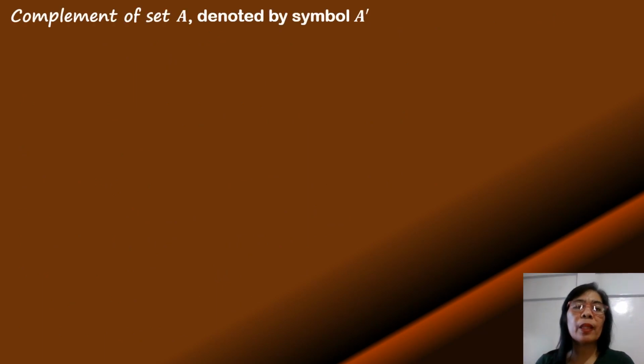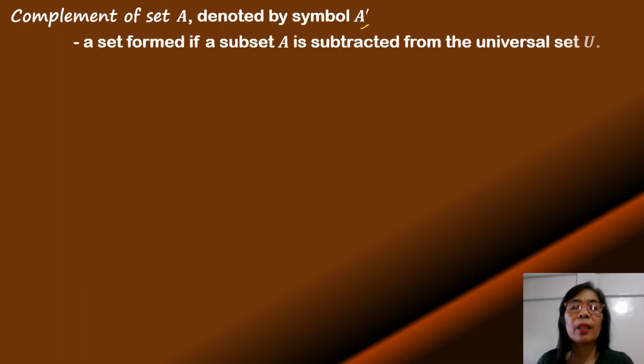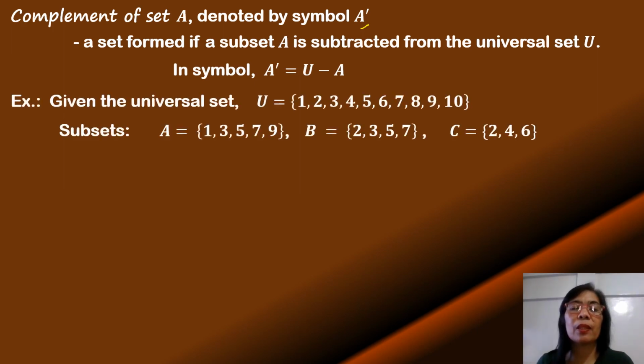The complement of a set. The complement of set A is denoted by the symbol A prime. We read this one as complement of A. This is a set formed if a subset A is subtracted from the universal set. So in symbol, the complement of A is equal to the universal set minus set A.